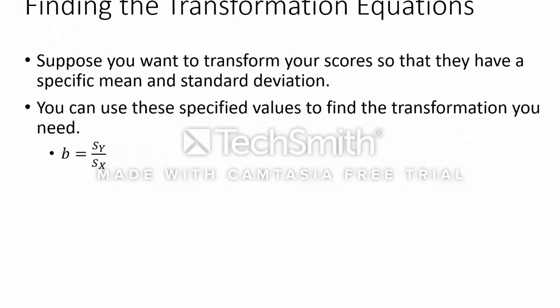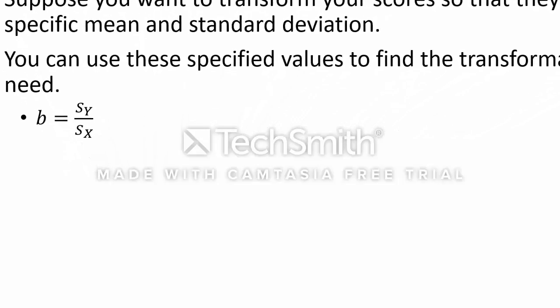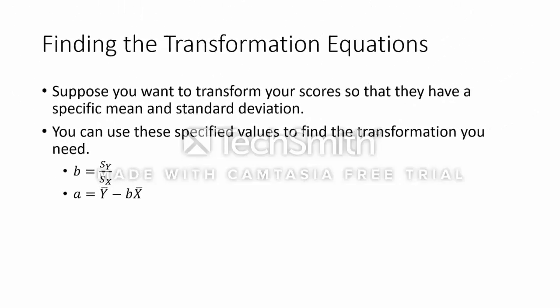To find our coefficient b, we can take the new standard deviation we want and divide it by our original standard deviation. By the way, if you want a negative b value, just make b negative. To find our constant a, we'll take that b value we found, multiply it by our original mean, then subtract that product from the new mean that we want.